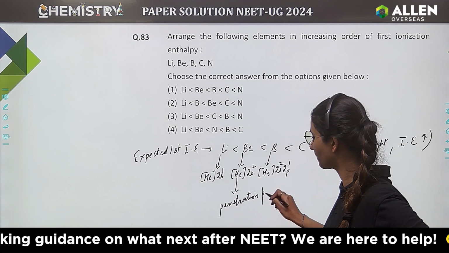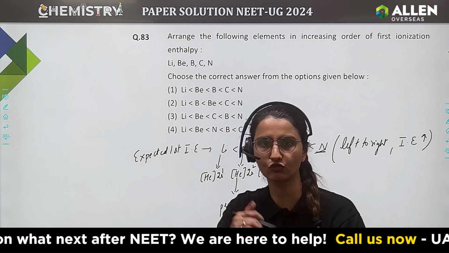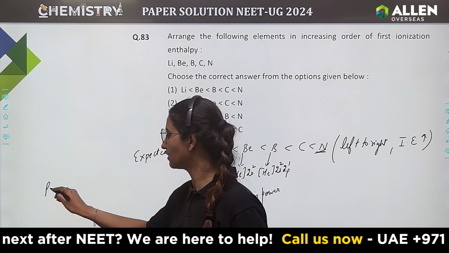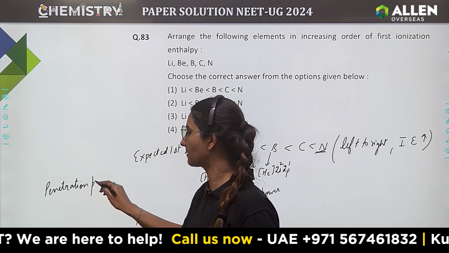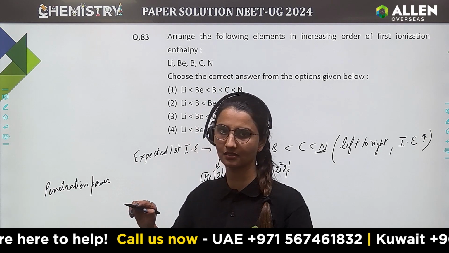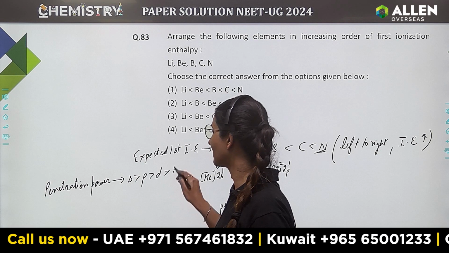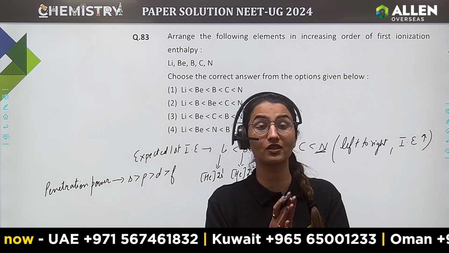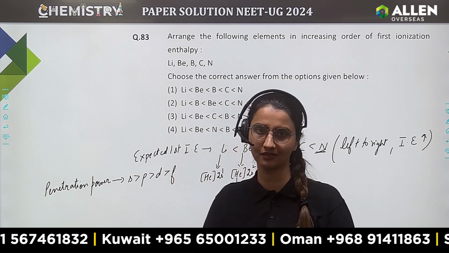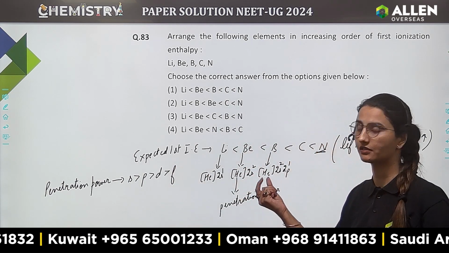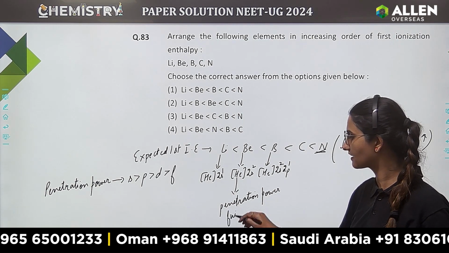Students, what is penetration power? That 2s is more inside as compared to 2p. See, this is the order of penetration power. Penetration power means closeness to nucleus. S has more penetration power than P, than D and F. S is closest to the nucleus if they are of the same shell. Like here we have 2s and 2p. 2s has more penetration power. Also it is fully filled s.